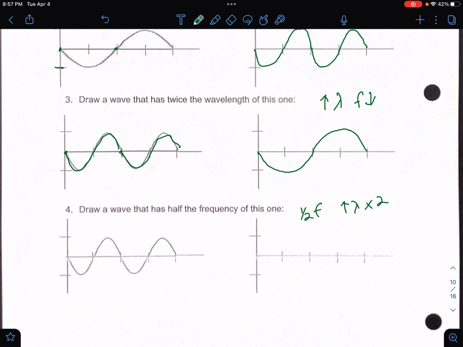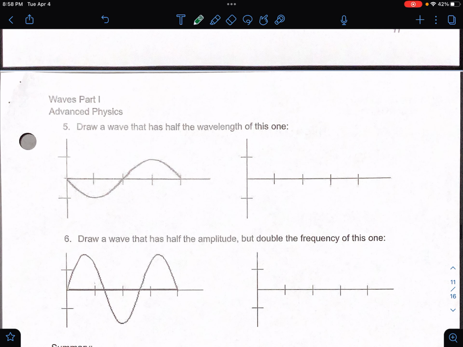Okay, and number four, if halving the frequency is the same thing as saying doubling the wavelength. So I'm going to take this exact same one. I want half the number of waves. So if I had two to begin with, I can only have one. So it's basically just going to look the same as number three. That's just an example of how we can ask it in different ways.